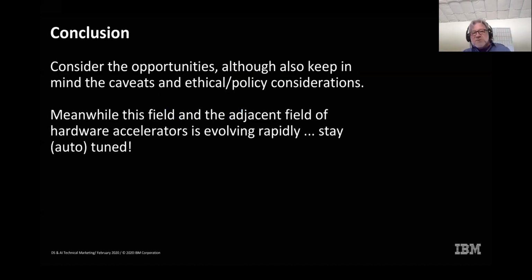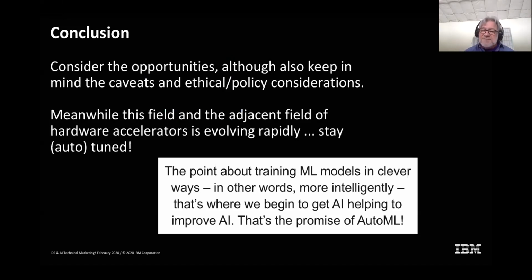Okay, so definitely stay tuned. There's a lot going on in this area, and effectively, this is a way of getting machine learning models to be more clever and help AI to improve AI. So that's a lot of the promise of what's going on in AutoML. And at this point, I'm going to cut over and show a few examples, and then we'll go to the more Q&A and discussion.